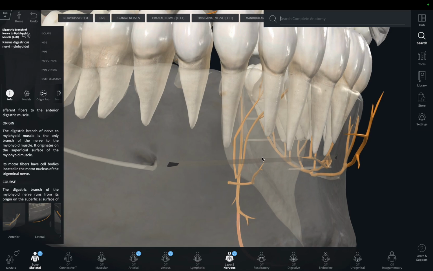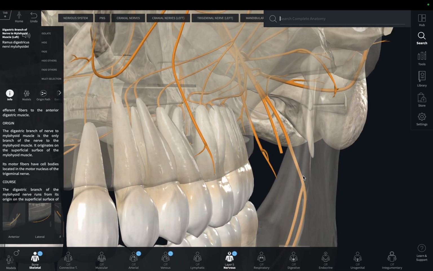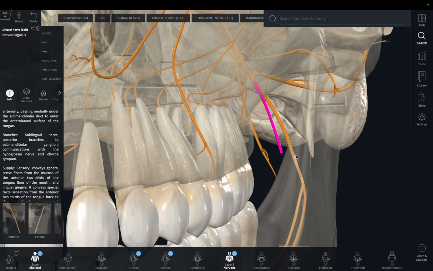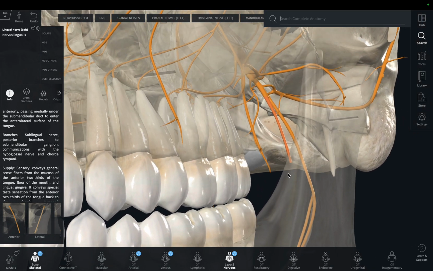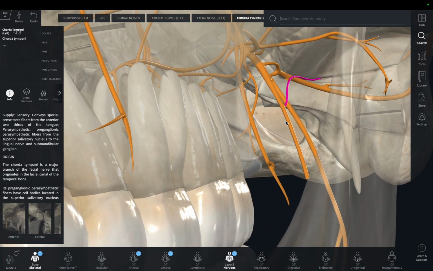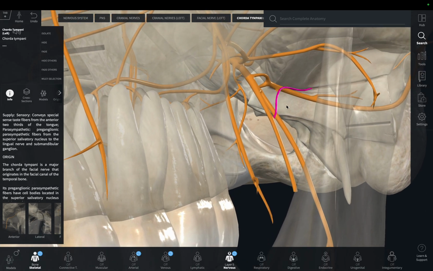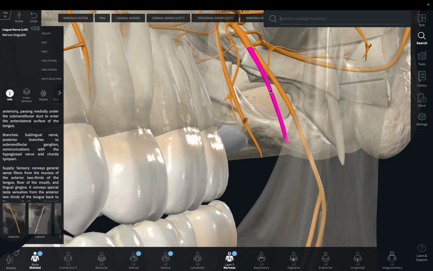The final branch of the posterior division is the lingual nerve. The lingual nerve provides sensation to the tongue, general sensation to the tongue. However, the chorda tympani nerve here comes from the internal acoustic meatus, from the facial nerve, and provides special sensation to the tongue, specifically the anterior two-thirds. So to summarize, the chorda tympani provides special sensation to the anterior two-thirds of the tongue, hitchhikes along the lingual nerve, which already provides general sensation to the anterior two-thirds of the tongue.